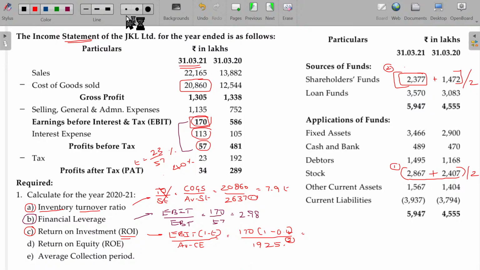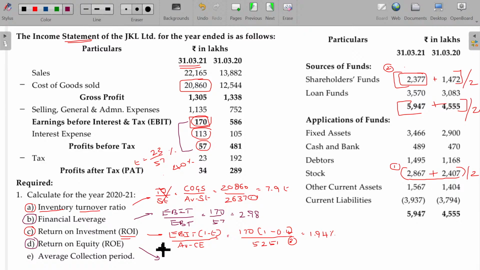Oh, average capital employed, no, it includes loan funds also, long term also, right? Okay, you can take this entire one and divide by this value. What's the value of the denominator? 5251. What's the final value? 1.94%.